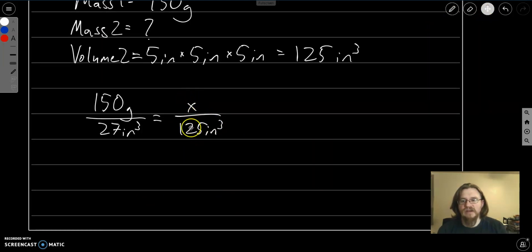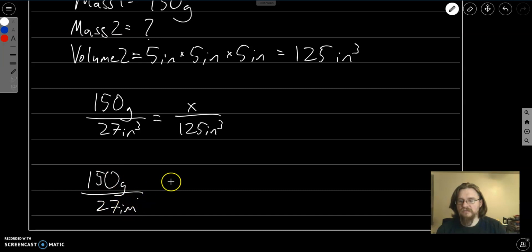Well, I'm taking x and I'm dividing it by 125 inches cubed. So in order to undo division, I have to multiply. So if I multiply both sides by 125 inches cubed, not inches, inches cubed, this is going to be equal to x here. And again, inches cubed cancels out because I'm multiplying by inches cubed and I'm dividing by inches cubed. The only thing that's left is grams. And the only thing left to do is to multiply this out.